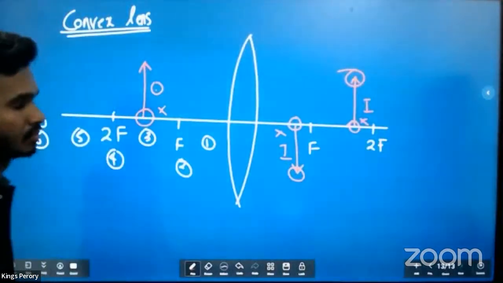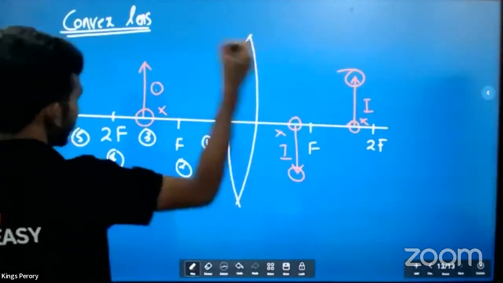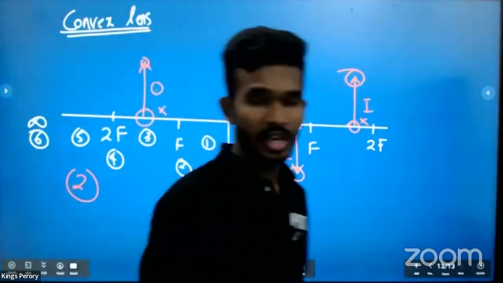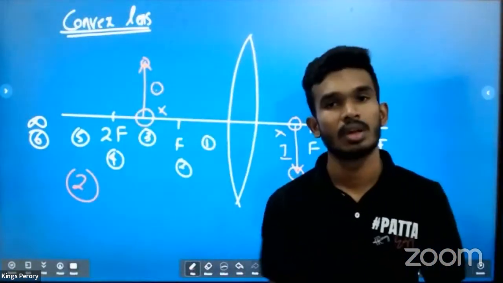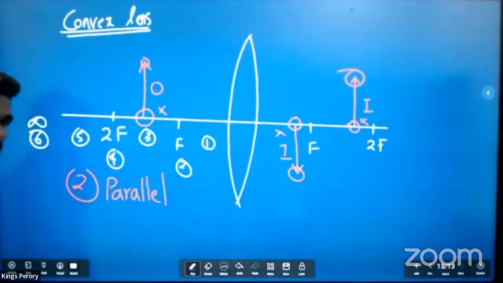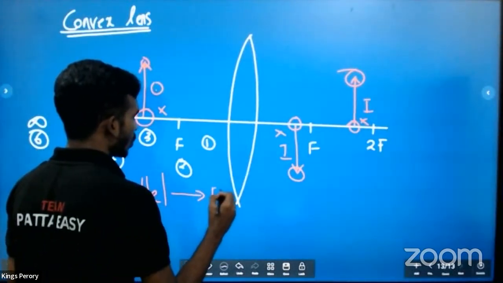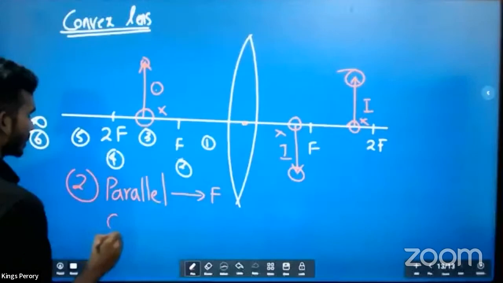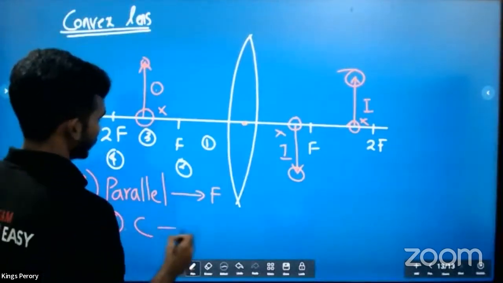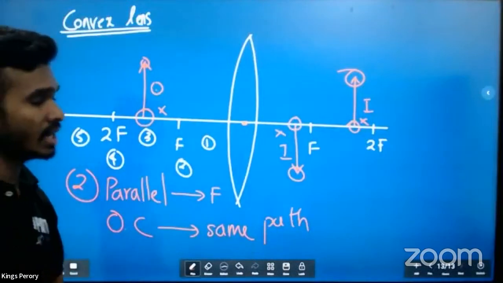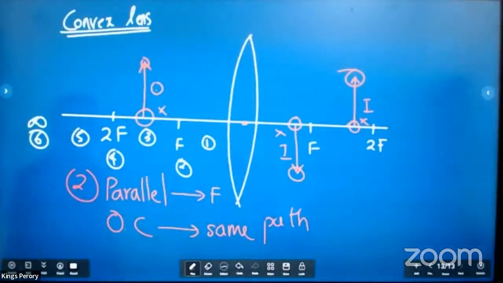The head of the image. To find the head of the image, here also we send two light rays from the head. One light ray, same story, is sent parallel to the principal axis. Here it will refract and go through the focal point. The second light ray is sent through the optical center. It will travel in the same path. Wherever these two meet is the place where the image is formed.